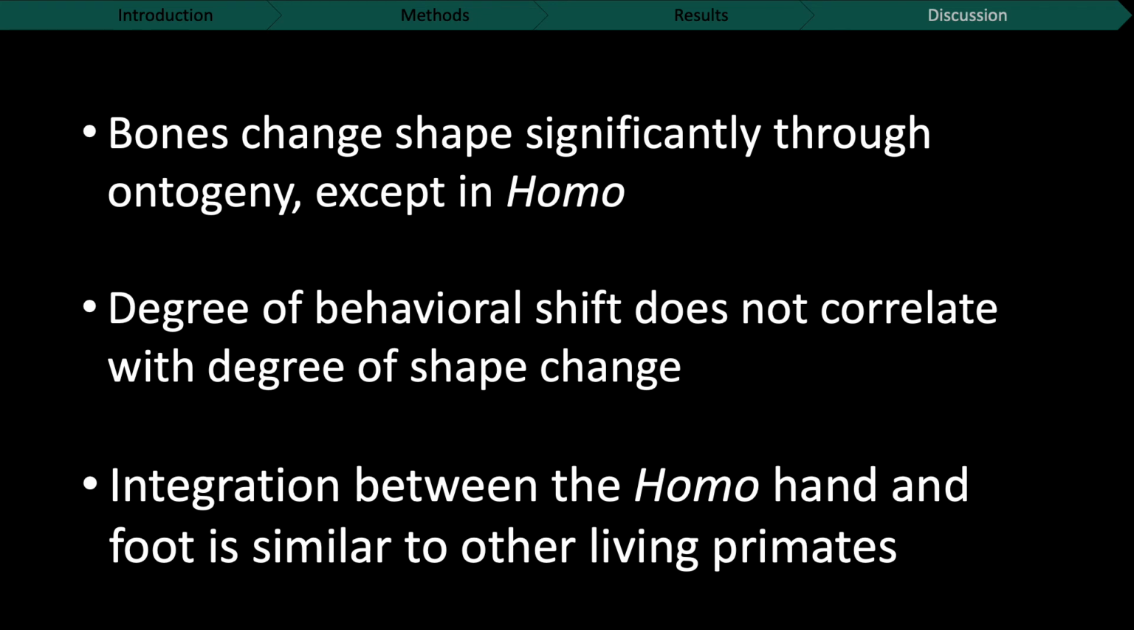In conclusion, the major takeaways from this project are that hand and foot bones significantly change shape through ontogeny, except in Homo, though statistically Homo's lack of shape change rarely constitutes significant difference from the other taxa. Behavioral locomotor shifts do not correlate with shape change any more than other factors, and integration between the Homo hand and foot is similar to other primates.